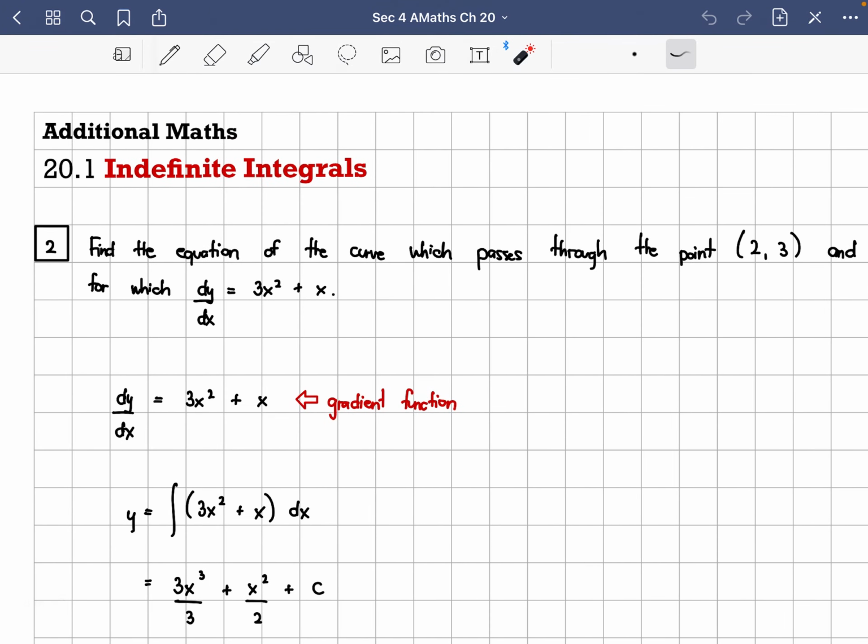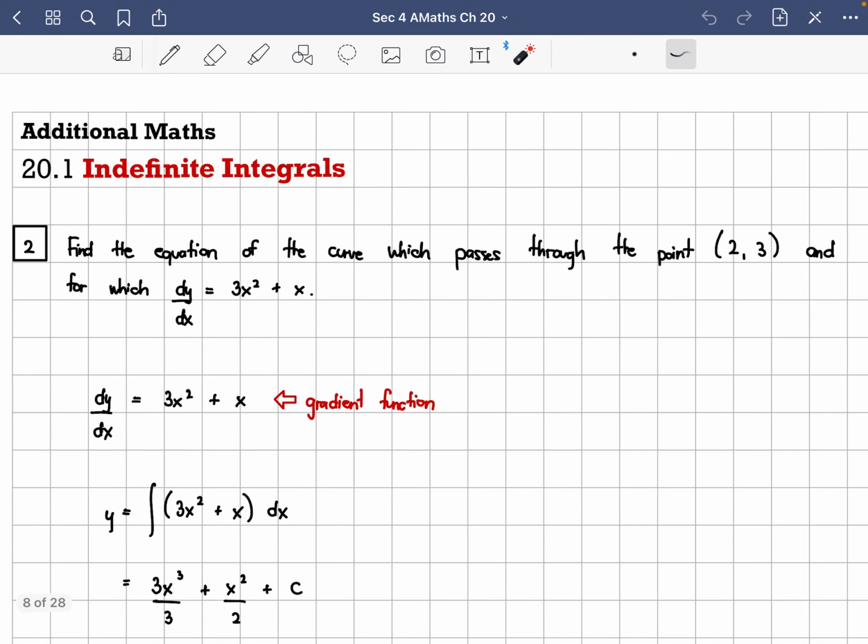Now let's have a word problem related to indefinite integrals. So let's have number 2. This is also found in your AMATS book, under indefinite integral. I think this is example number 3. So let's have the question. Find the equation of the curve which passes through the point (2, 3) and for which the derivative of y is equal to 3x squared plus x.